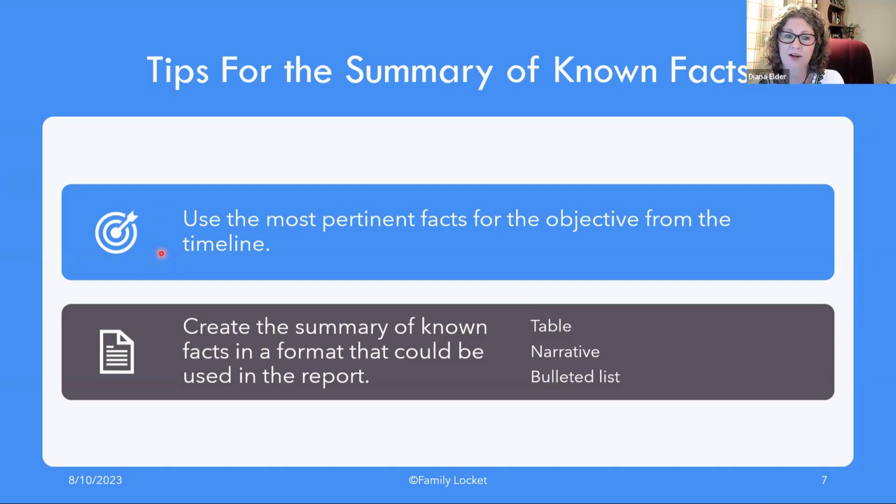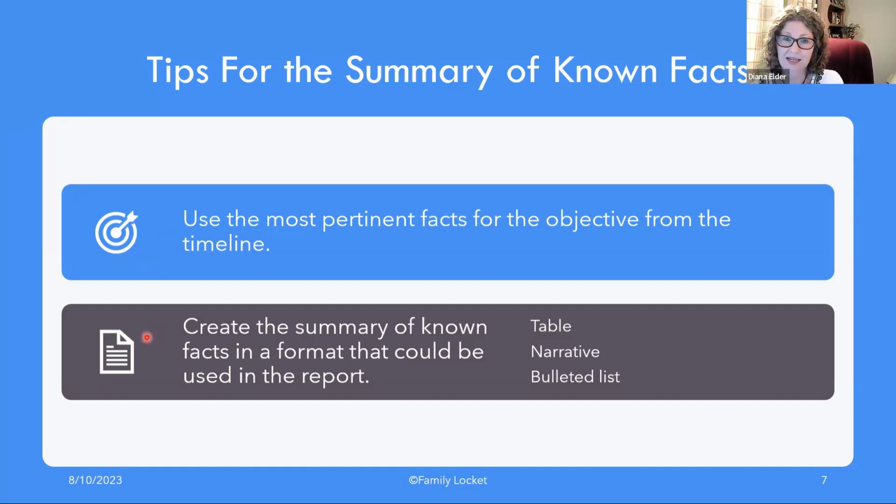Sometimes we include in our timeline perhaps all the children and their births and maybe their marriages. We can put in so many things about the family, but we have to think about what's most pertinent for the objective we have chosen. And so maybe we condense that a little bit, the things we choose to put in our summary of known facts.